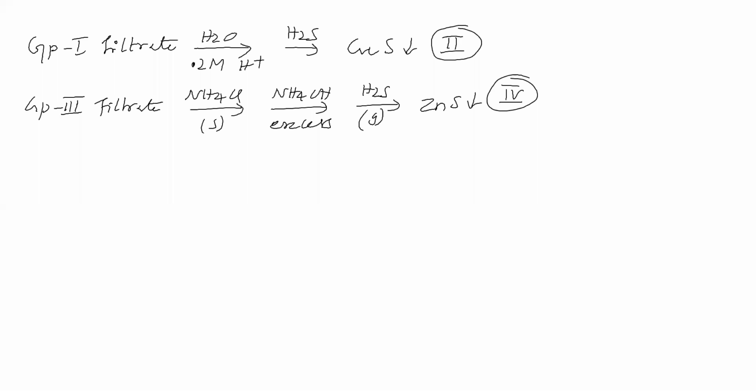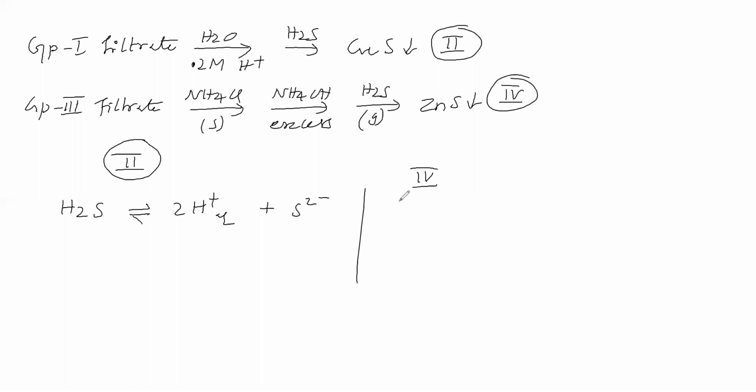Now see, for group 2 we are passing H2S gas. H2S dissociates to give H plus ions and sulfide ions. Due to the sulfide ion, copper precipitates as copper sulfide. In group 4 also we are passing H2S gas, which dissociates to give H plus ions and sulfide ions. Due to sulfide, the group 4 cation precipitates as sulfide.